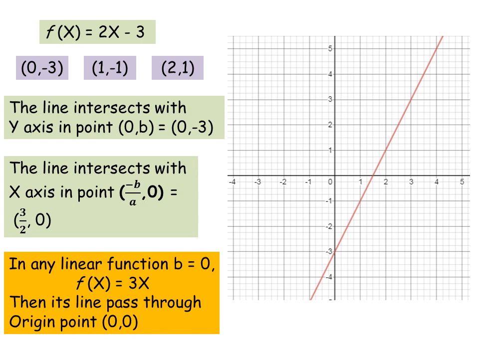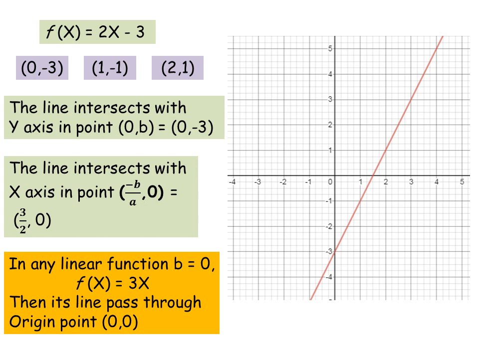Now, take a linear function like 3x. Okay, 3x is a linear function, but in this function the value of b equals 0, so know that when a linear function has one term like 3x, its line will pass through the origin point 0 and 0. Why? First, if I draw it, I will find that it's passing through the origin point.